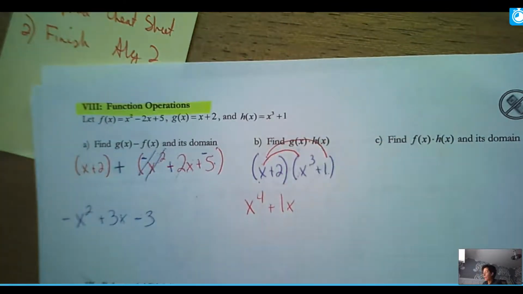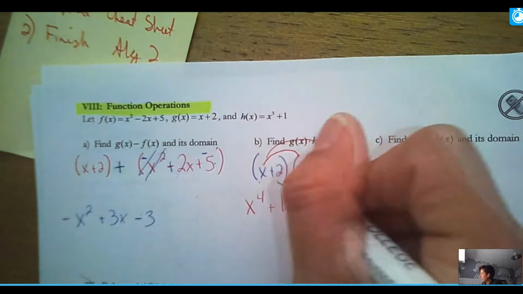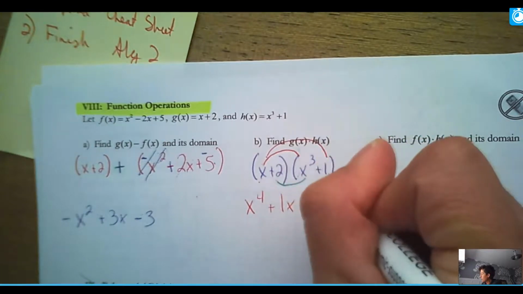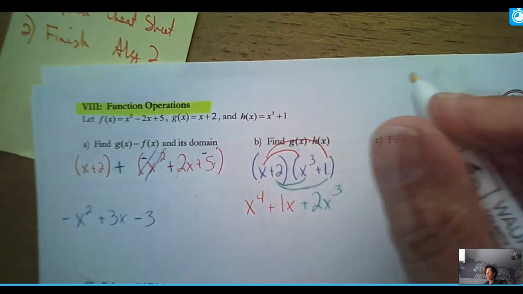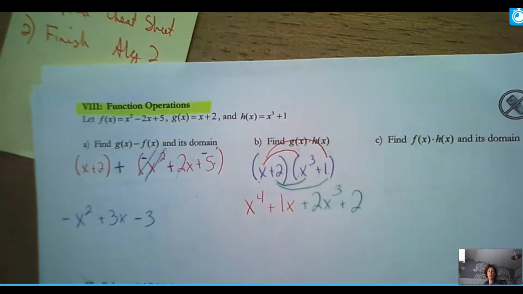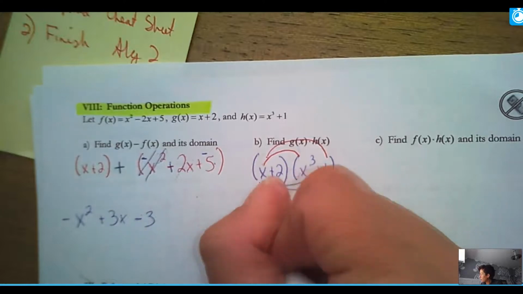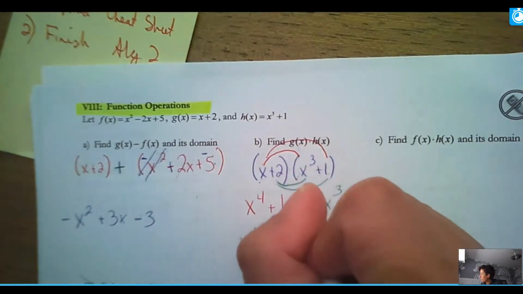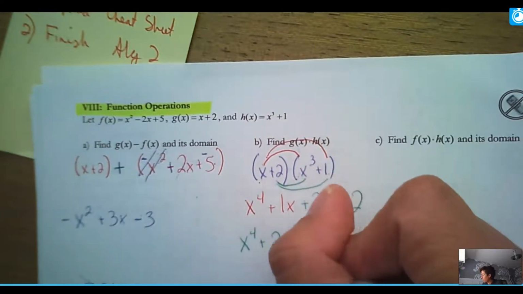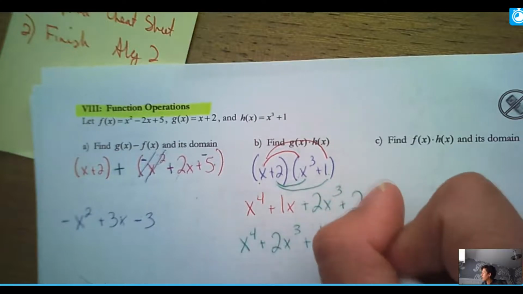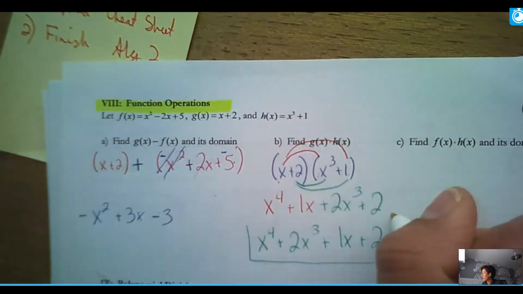And now that x has met everybody, now 2 is going to meet everybody, so I get a 2x cubed. And then when 2 meets 1, remember you're multiplying, not adding, that's a 2. And so there's nothing wrong with your answer like this, but if this were multiple choice, you would see it in standard form. So the 4th term, then the 3rd term, then the 1x term, and then the 2. So this is the better way to write it.